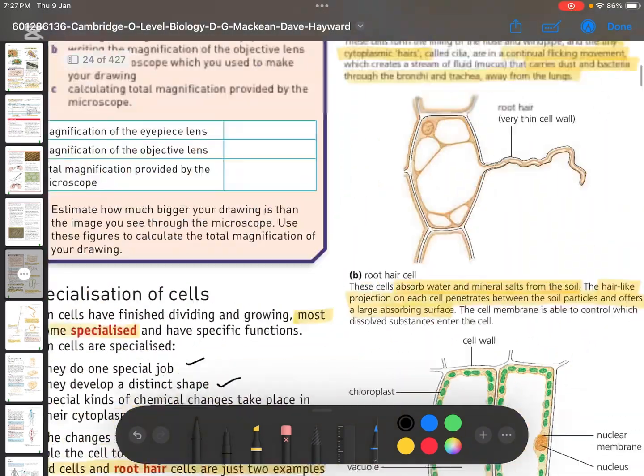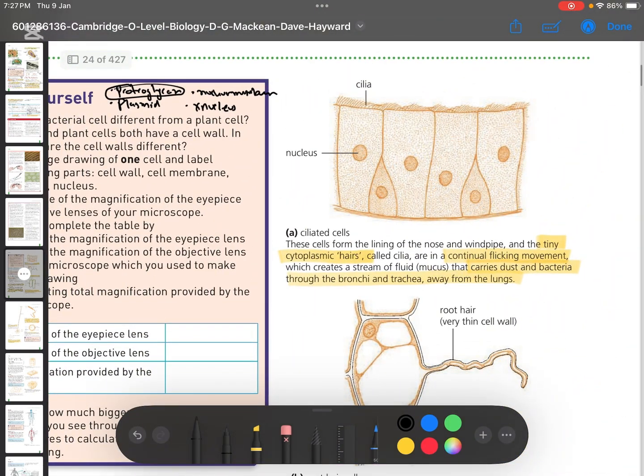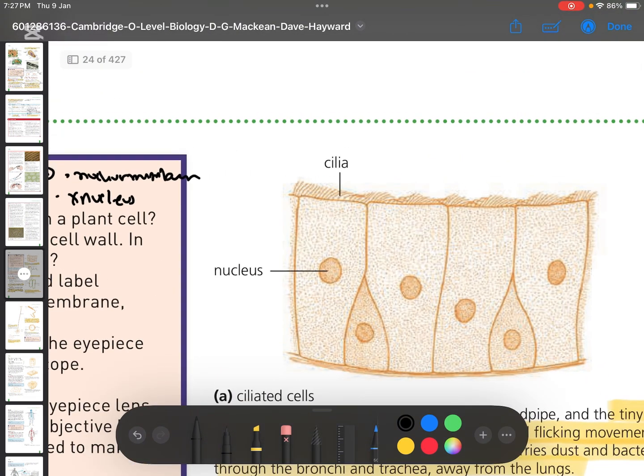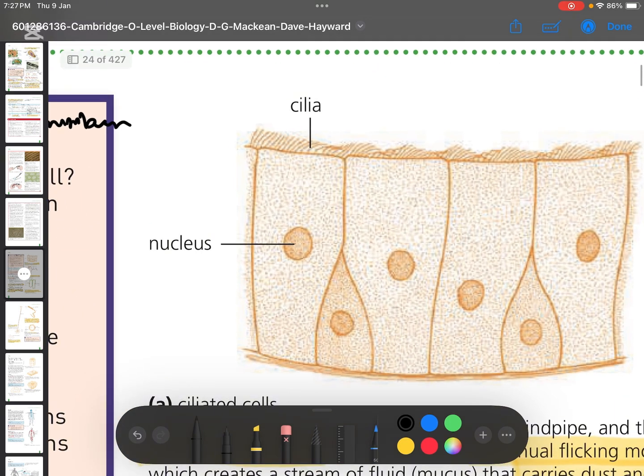Now the first example that they have given here is ciliated cells. Ciliated cells are basically the usual cells that we have, but at their top surface, their apical surface, apical is basically their top surface, there's cilia, hair-like projections present, as you can see, right?